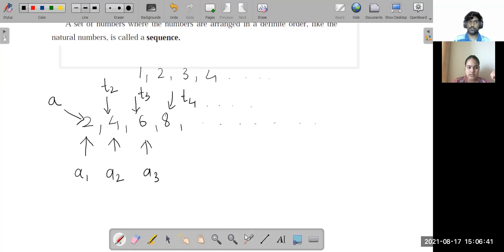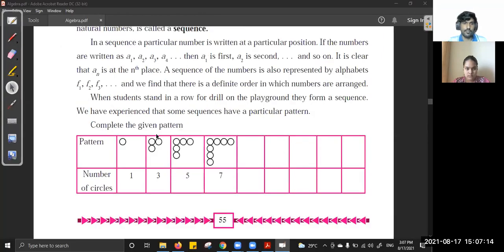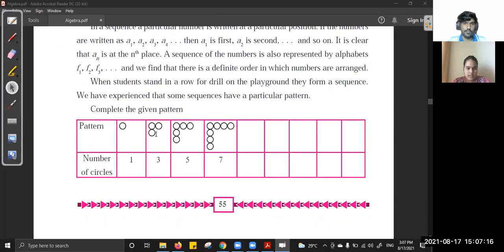T2 and A2 are the same thing. T3 and A3 are also the same thing. Usually the first term is called T1 also. You can write it as T1 or A1. But while solving sums, your textbook has used the notation A to denote the first term, and then the second term T2, third term T3 and so on. Is this clear? Yes. Okay.